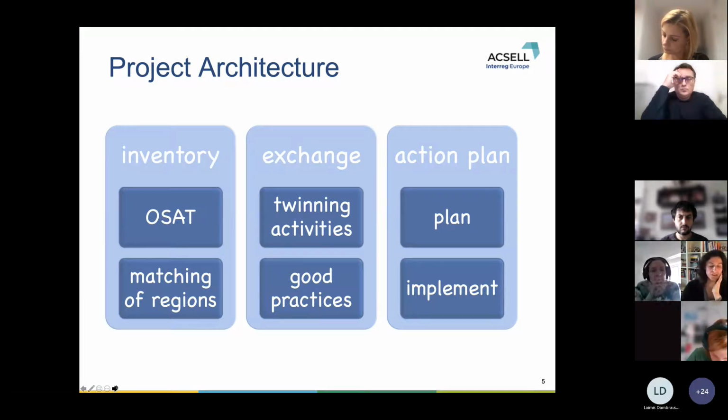And so initially we thought that the Scirocco tool would be wonderful in identifying the strengths and weaknesses in the regions based on which they then will be matched, right? So you see here the OSAT, the online self-assessment tool. That's the lingo for the Scirocco exchange tool in the project.